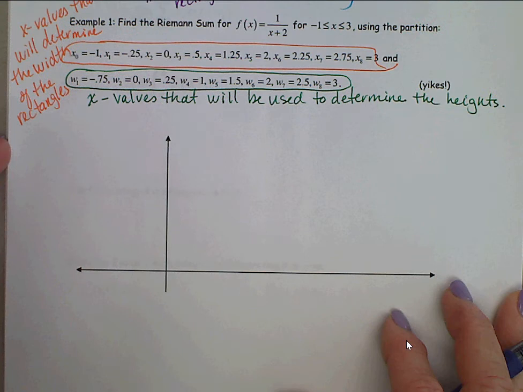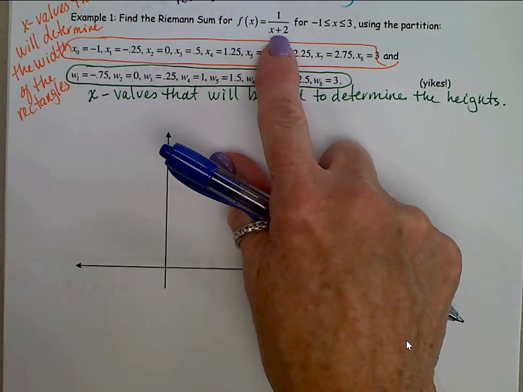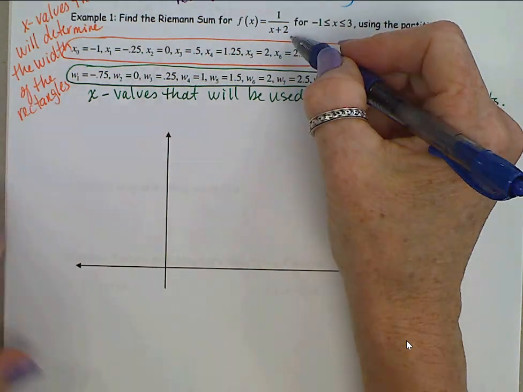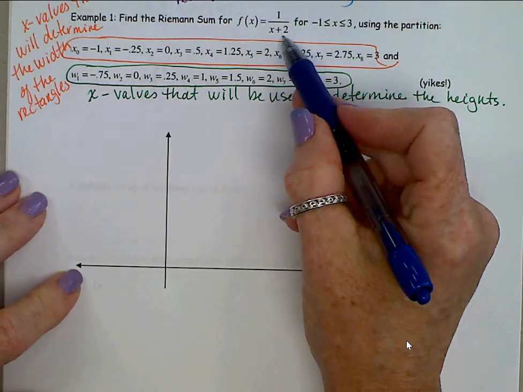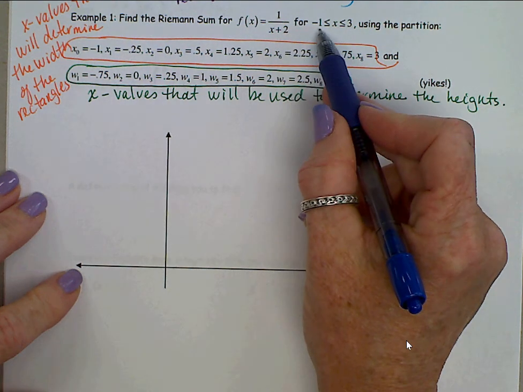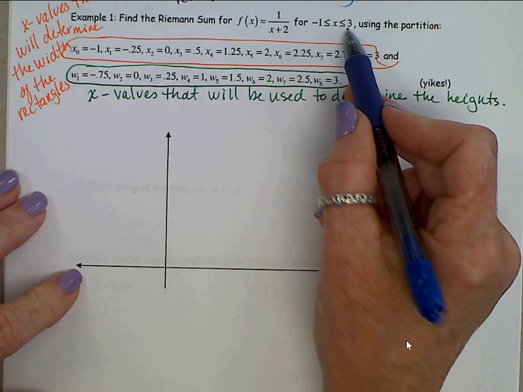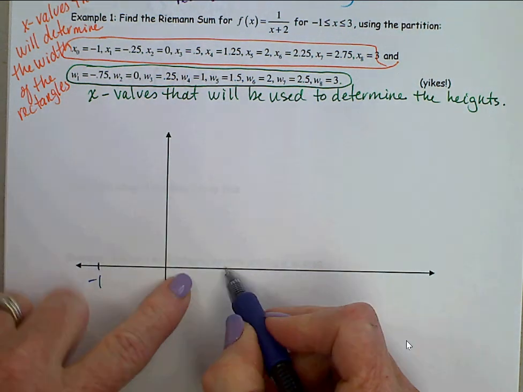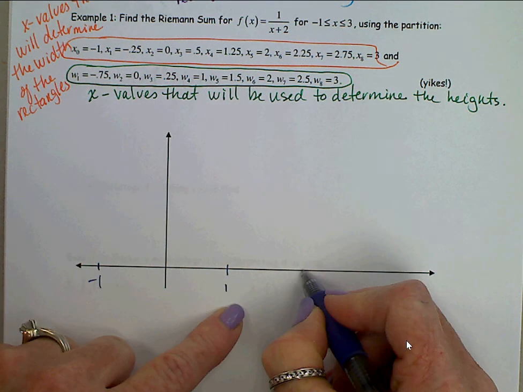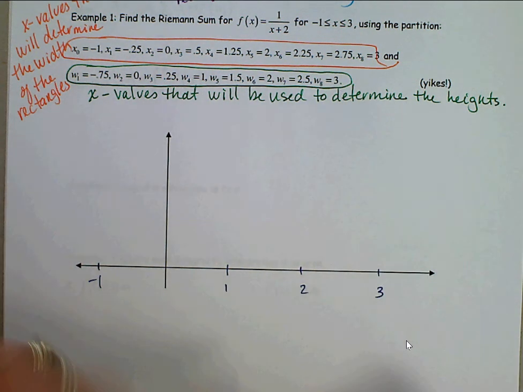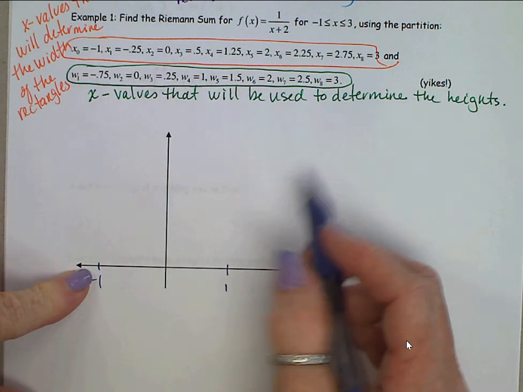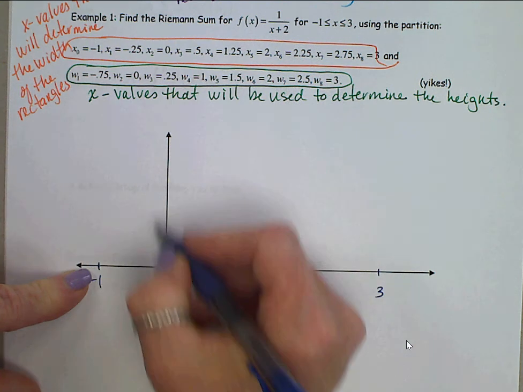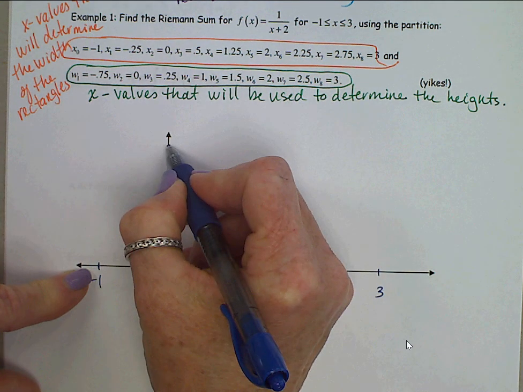All right, let's sketch a graph of f of x is 1 over x plus 2. 1 over x plus 2 has a vertical asymptote at x equals -2. We're not interested in that because the area we're looking for is between -1 and 3. So let's put -1 out here, which means then that 1 is there, 2, 3. All right, and then let's just plug in some points here. When we put a -1 in here, we will end up with 1. Let's put that way up here.